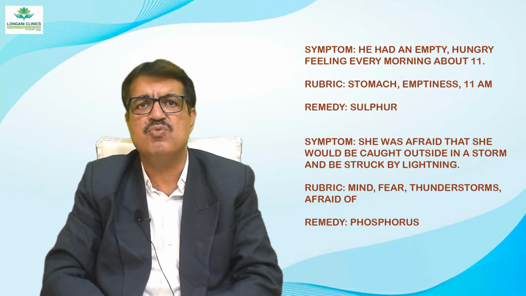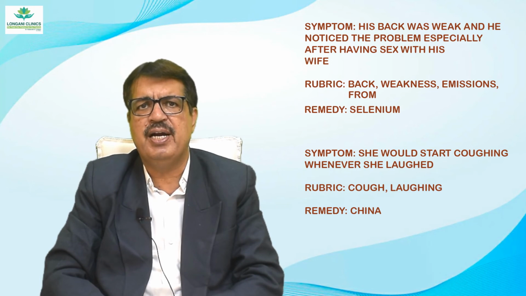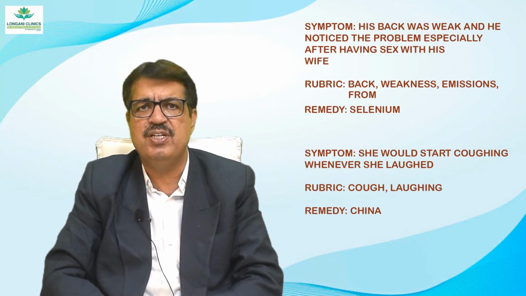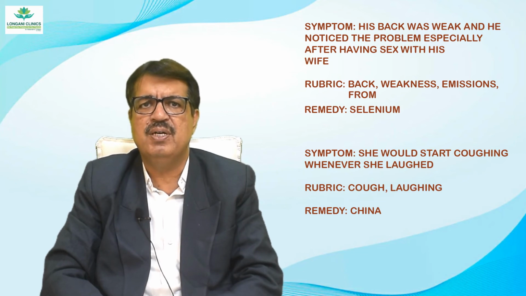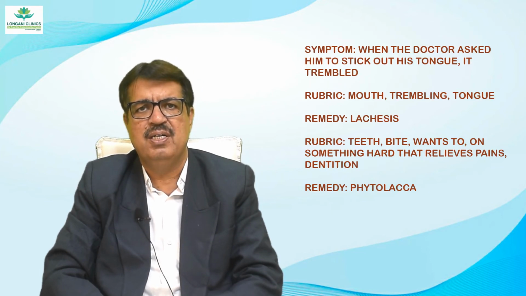The remedy is phosphorus. Symptom: his back was weak and he noticed the problem especially after having sex with his wife. The rubric: back, weakness, emission from. The remedy is selenium. Symptom: she would start coughing whenever she laughed. The rubric: cough, laughing. The remedy is china.